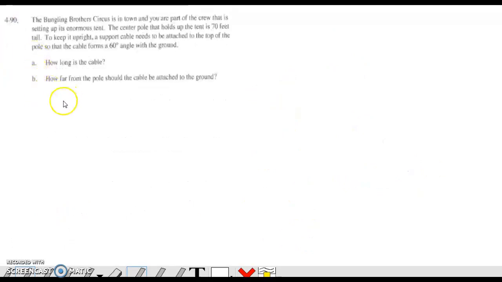Okay, so let's try another one. Now again, most people got this one right, so if you got this one right, feel free to move on. So again, this is a little circus. So a center pole holds up this tent. So again, here is my center pole, holds up the tent. There's a cable that's running to the ground, right? So again, here is my right angle. Okay, the pole tent is 70 feet high.